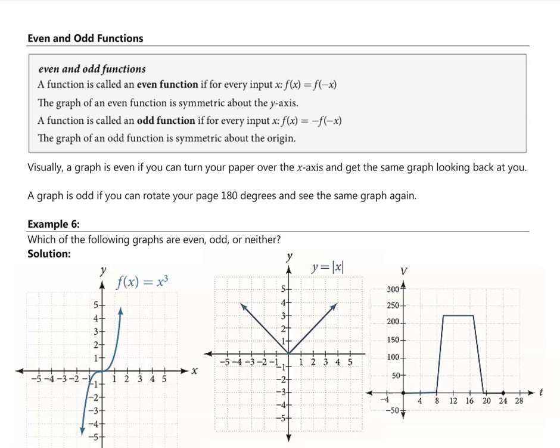Next one, odd and even functions. A function is called even if for every input f of x is equal to f of negative x, and a function is called odd if f of x is equal to negative f of negative x. Visually, a graph is even if you can turn your paper over the x-axis and get the same graph looking back at you. And a graph is odd if you can rotate your page 180 degrees and see the same graph again.